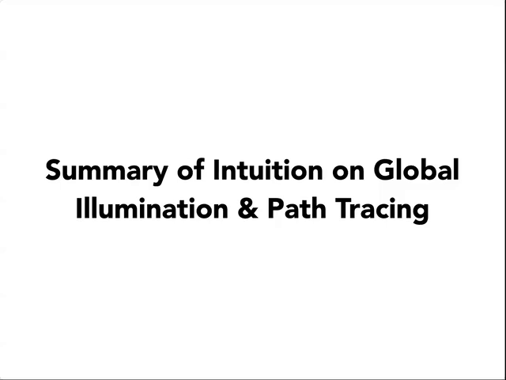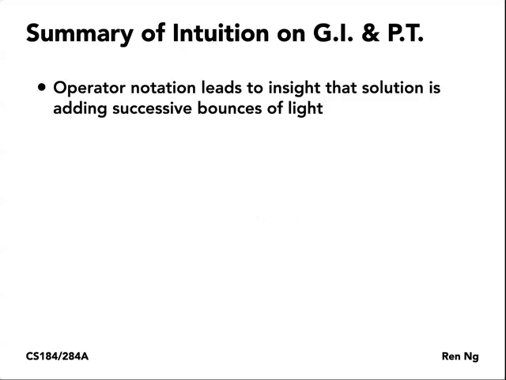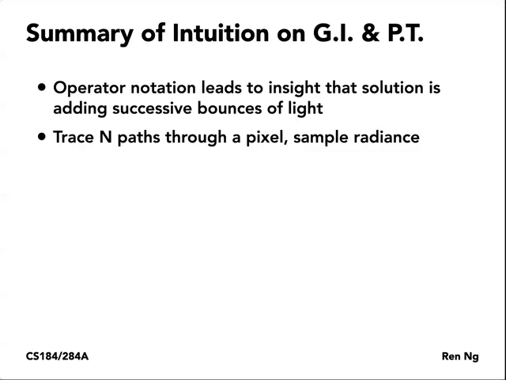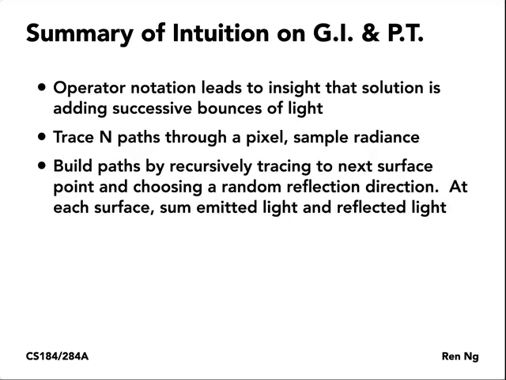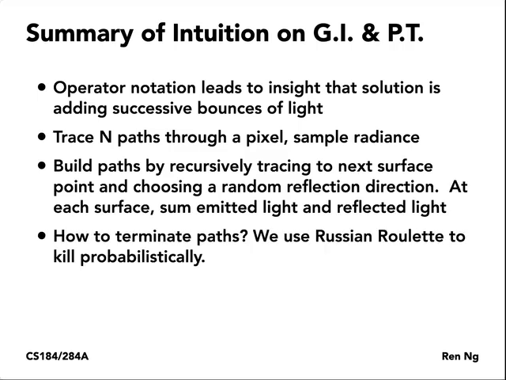Let me summarize the intuition on global illumination and path tracing. We used operator notation last time algebraically, and that led us to the insight that the solution is adding successive bounces of light. To do this, we're going to trace n paths through a pixel and sample the radiance in the scene using our ray tracer. We're going to build paths by recursively tracing to the next surface point in the scene and then choosing a random reflection direction. At every surface that we touch, we're going to sum the reflected light into this ray path. And we sum the emitted light for the first bounce.